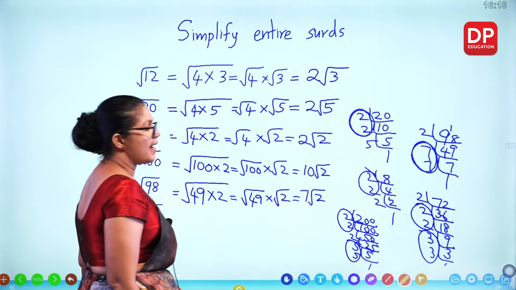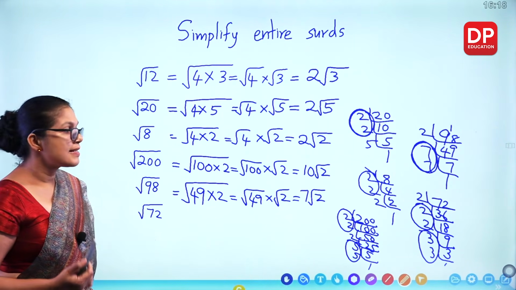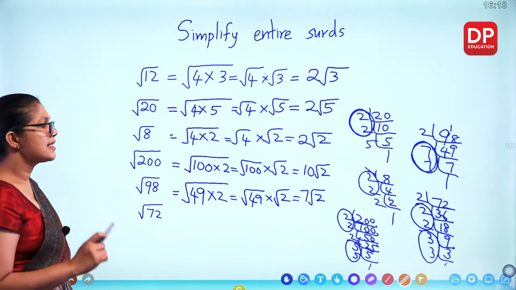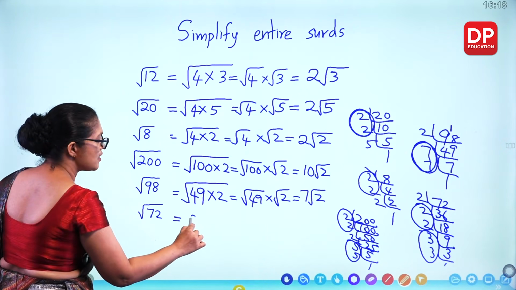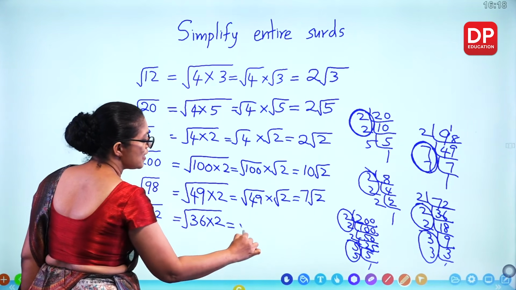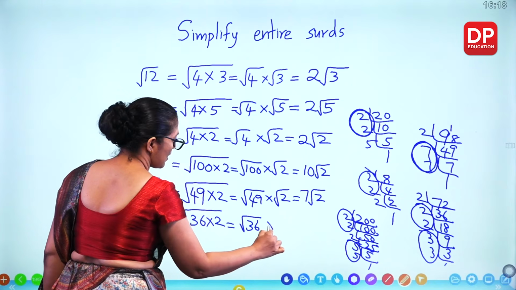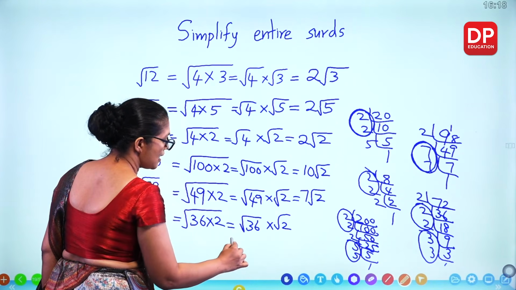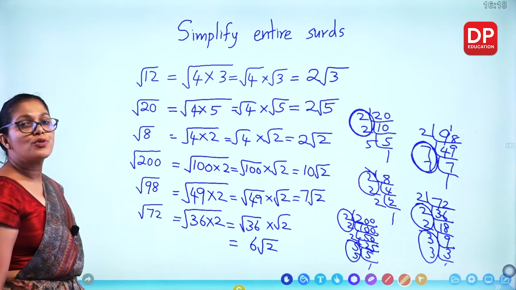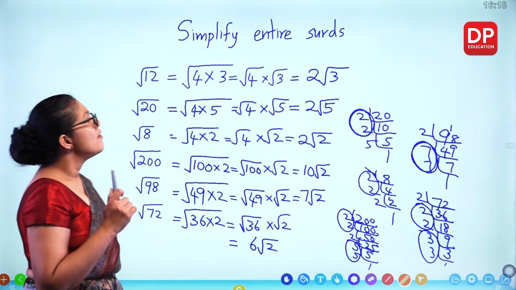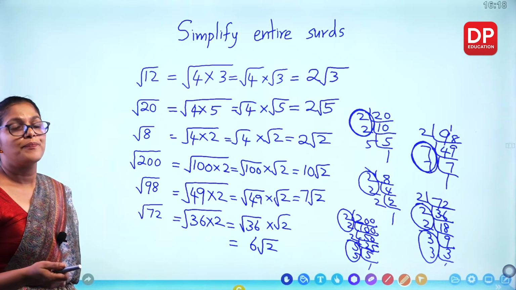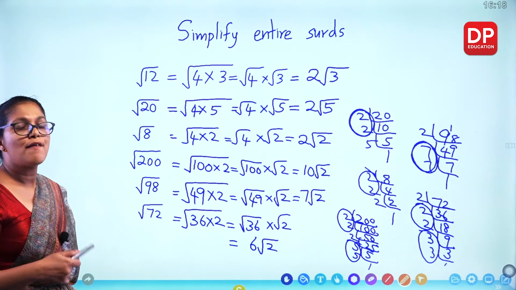I see 2 pairs. 3 into 3 is 9, 2 into 2 is 4. 9 times 4, 36. So instead of 72, I can write 36 times 2. Square root of 36 is 6, and square root of 2 you get here. So what's the answer? 6 root 2. So when you can find any number with a square term, you can simplify further.